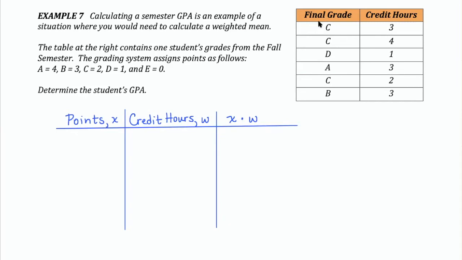My first grade here is a C. A C, according to the system, is worth 2 points. So I have 2 points in a 3 credit hour course. I also have 2 points in a 4 credit hour course. Now you'll go across your chart and just multiply these together. So 2 times 3 is 6, 2 times 4 is 8, and so on.